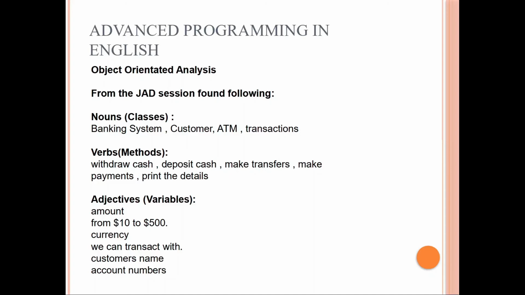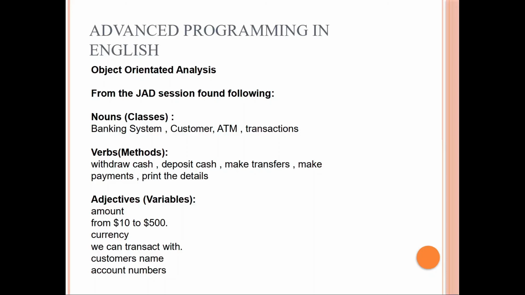And then we had verbs. These are methods or functions. Well, that's what they identify. Withdraw cash, deposit cash, make transfers, make payments, print the details. And then we have adjectives. These are variables. Remember, they describe the noun. Now, if you look there, there was an amount, and then from $10 to $500, so that would obviously be a range. And currency, we identified currency that we can transact with.